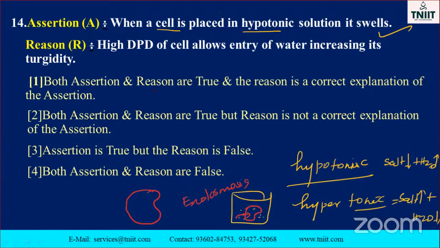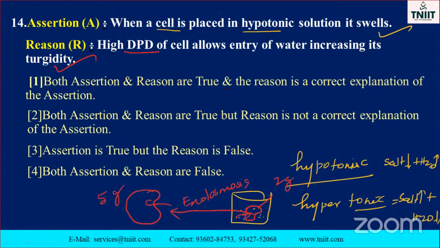Reason: the high DPD of the cell allows entry of water, increasing its turgidity. The same is already discussed. It's endosmosis. See that the turgor pressure deficit of the cell allows the entry of water, increasing its turgidity. The size is also increasing here. Suppose the seed is 2 grams before being placed in the hypotonic solution. After that, you can measure it, and definitely it will be 5 grams. Water enters inside, and as a result, it will swell up. So the option is correct.